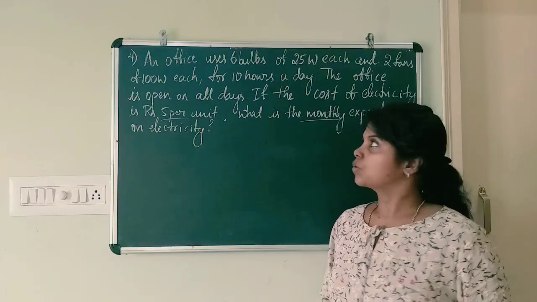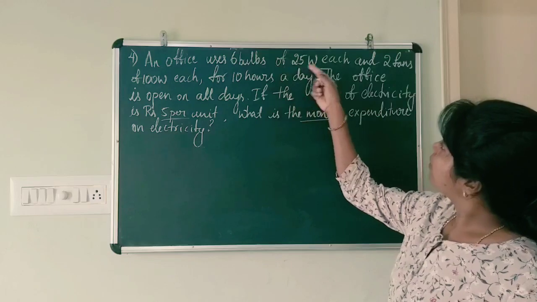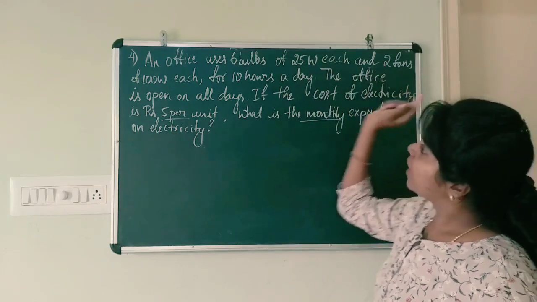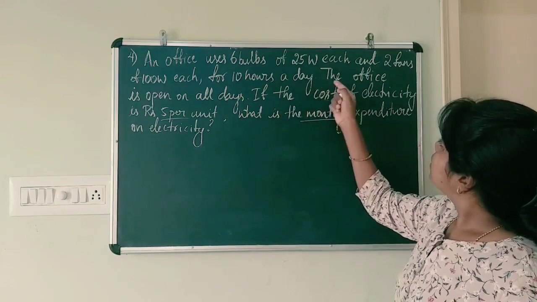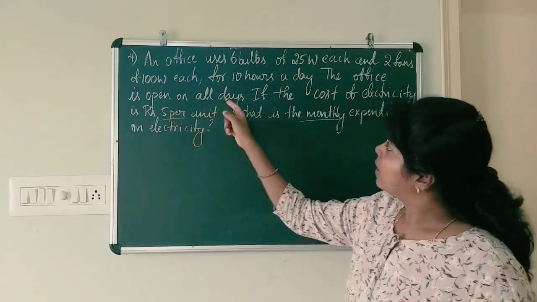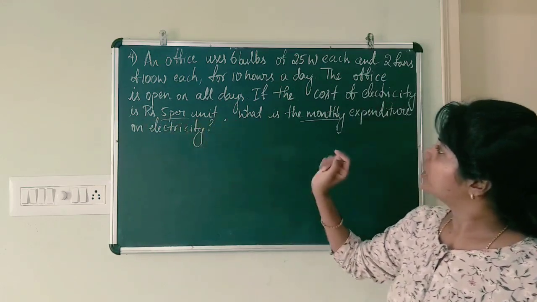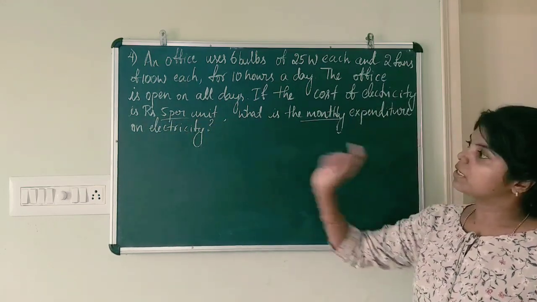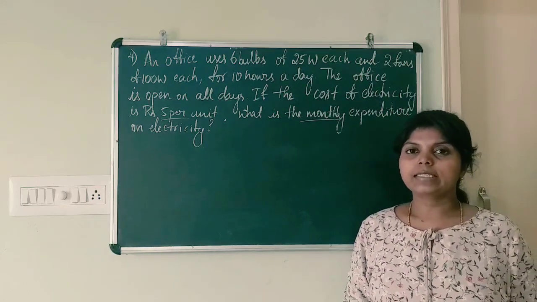Let us solve the next question, that is, an office uses 6 bulbs of 25 watt each and 2 fans of 100 watt each for 10 hours a day. The office is open on all days. If the cost of electricity is rupees 5 per unit, what is the monthly expenditure on electricity? Here we have to calculate the electric bill.